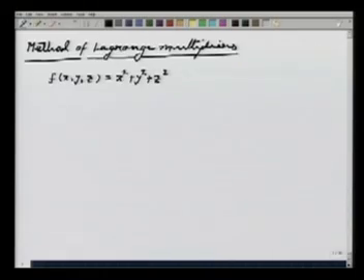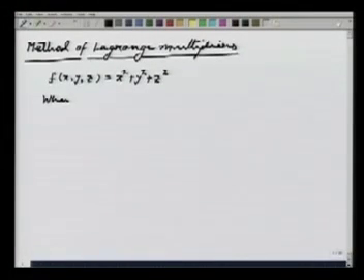Now suppose I ask you that what is the minimum of f. Then obviously the answer is 0 because x square plus y square plus z square is always bigger than or equal to 0. The minimum possible value then is 0 and the minimum is achieved at 0, 0, 0. So that is very simple.